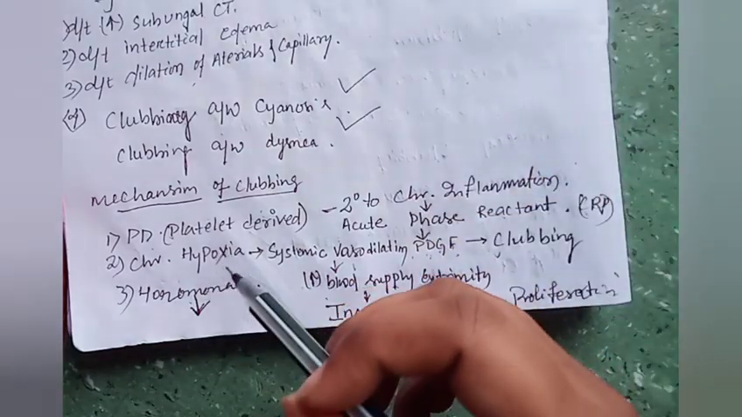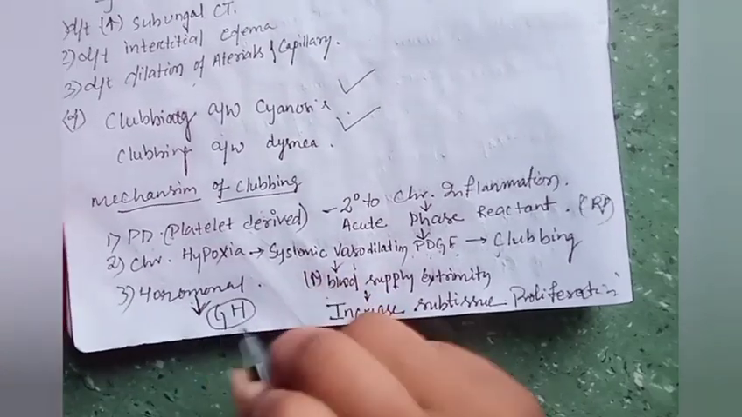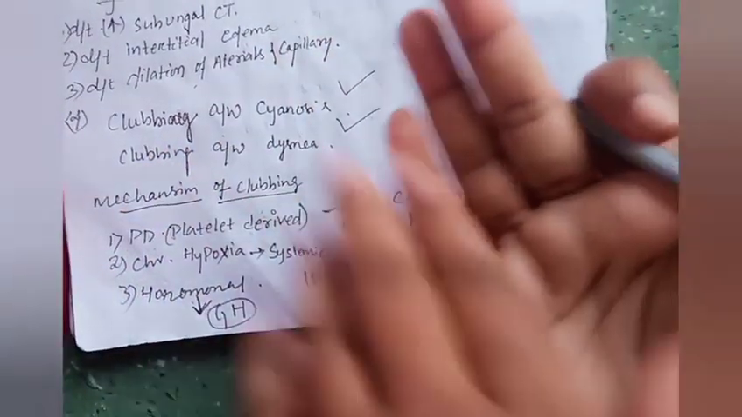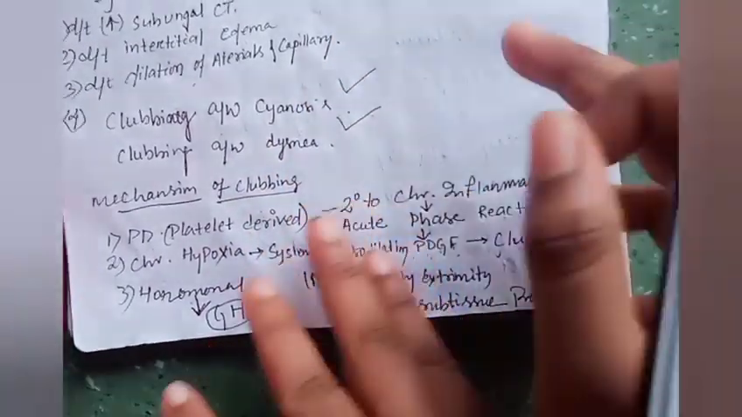Okay, hormonal, like growth hormone. If any person has acromegaly, then obviously all the fingers are very large. That's why clubbing also occurs.